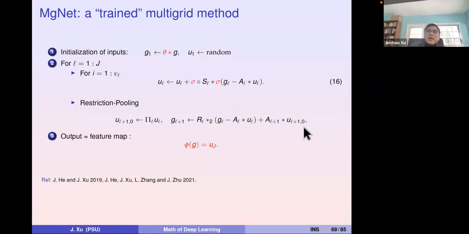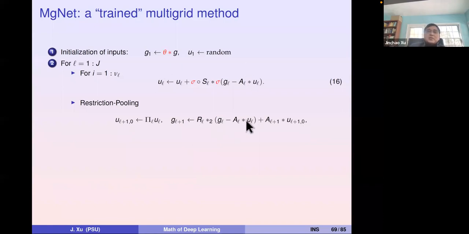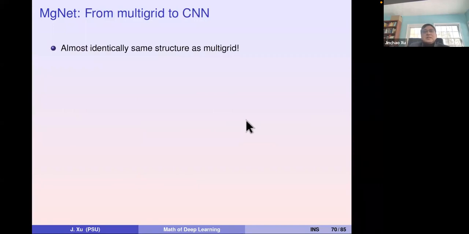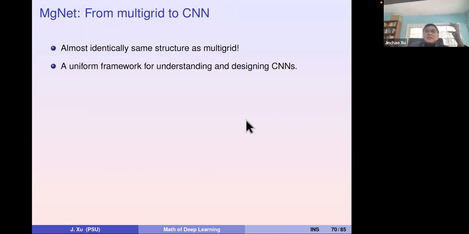If you remove the things in red, that's the output. That's a very classical multigrid method. So right now, when I teach a machine learning class, I ask my students to write a code for multigrid. Then with a very minor modification of the code, you get what I call MgNet, which is just a special convolutional neural network. The structure is really the same as multigrid. It is a simpler structure with very few parameters to tune.